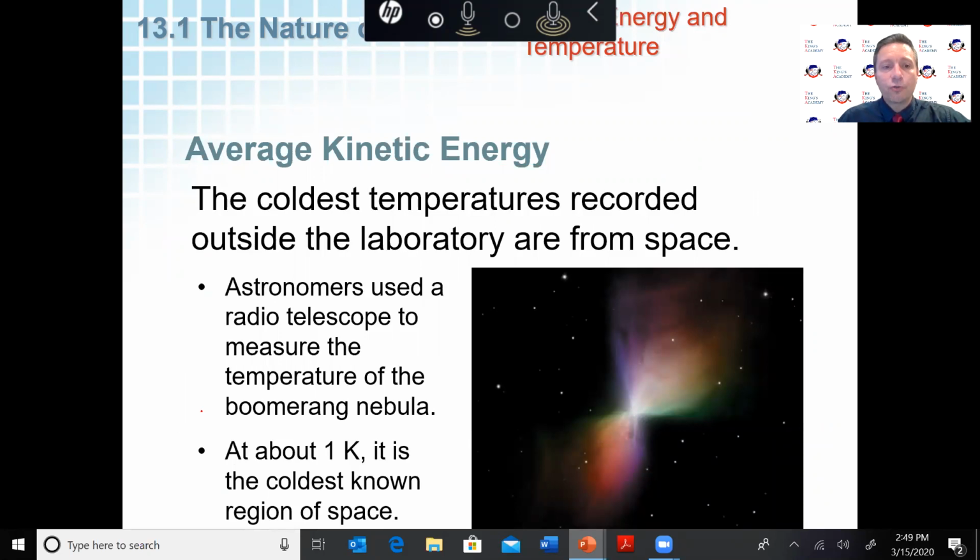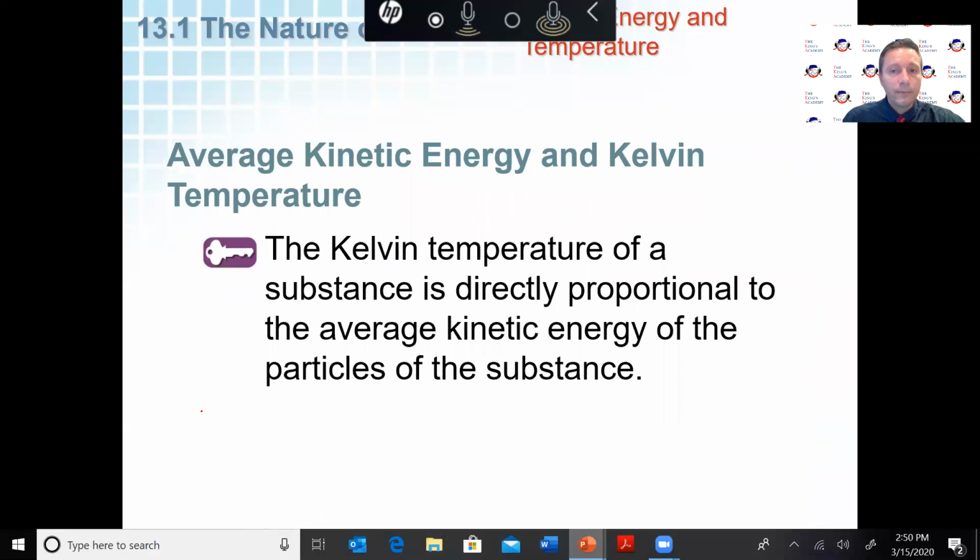The coldest temperatures recorded are not in a laboratory, they're from outer space. About 1 Kelvin is what is hypothesized, perhaps lower, perhaps even down to 0 Kelvin, but that is measured with a radio telescope. So what is the accuracy on that? Well, not 100% sure, but it's not going to be as accurate as we would be here in the lab. The average kinetic energy in Kelvin: the Kelvin temperature of a substance is directly proportional to the average kinetic energy.